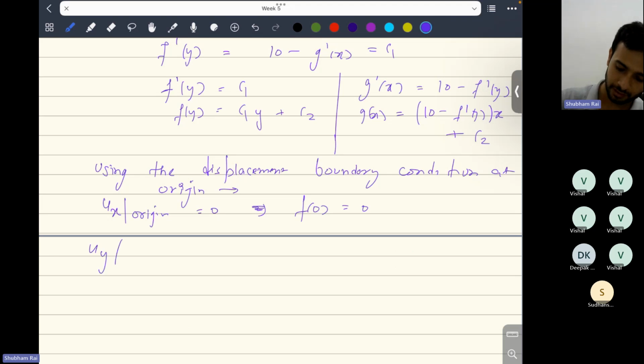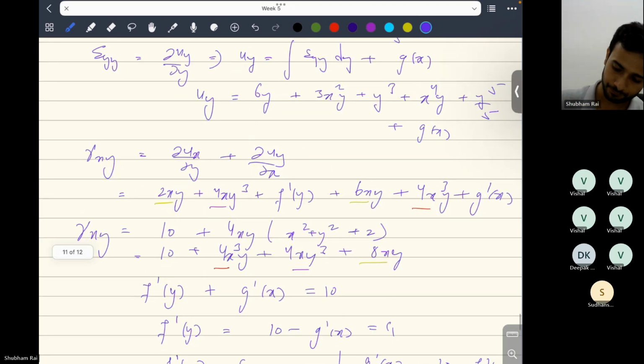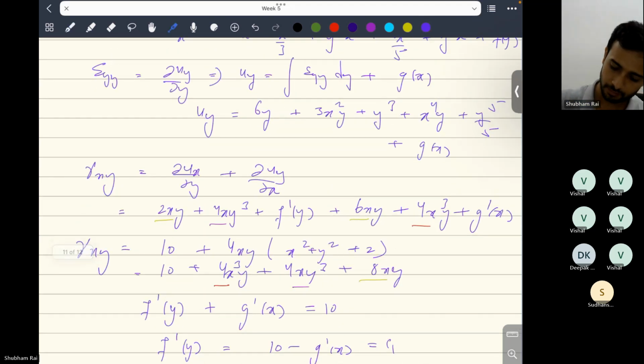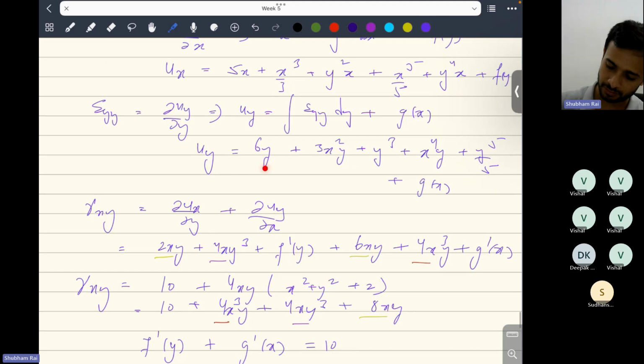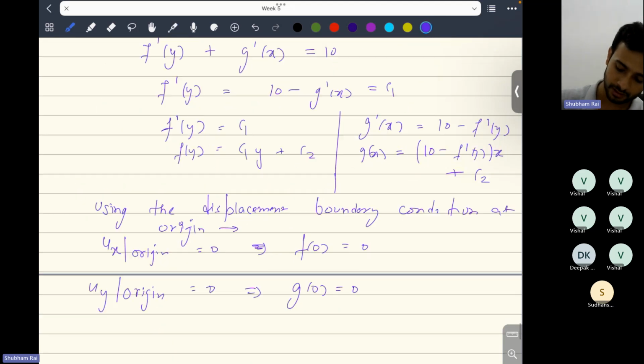Similarly, you have u of y at origin equal to 0. This implies your g of 0 should also be equal to 0. You can put in that equation here. So if you put x and y as 0, g of 0 should also be equal to 0. Only then this condition will be satisfied.